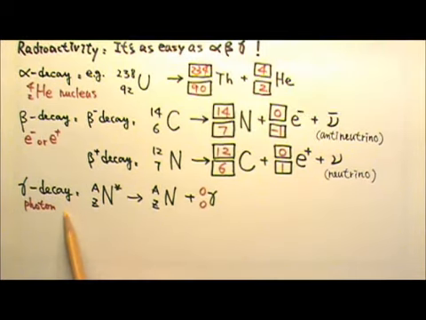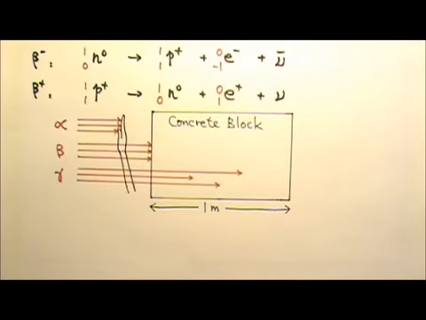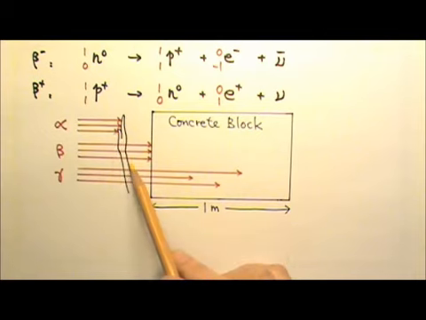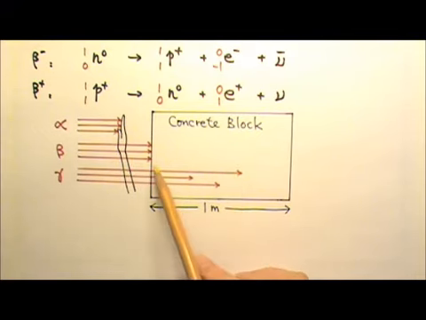The gamma ray, of course. It turns out that a hand can block alpha particles, but not the beta. And a concrete block can block beta, but a gamma ray can penetrate the concrete to some depth before being absorbed.